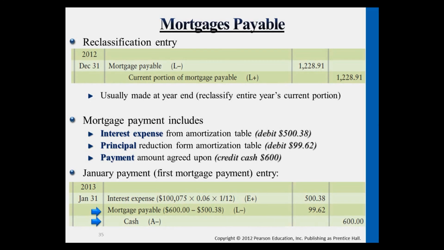The numbers every month will be slightly different, right? Because we calculate this number based on an updated mortgage balance. Only the first month we use the original balance. The second month will be this amount minus $99.62. Okay? The third month, we subtract another month.